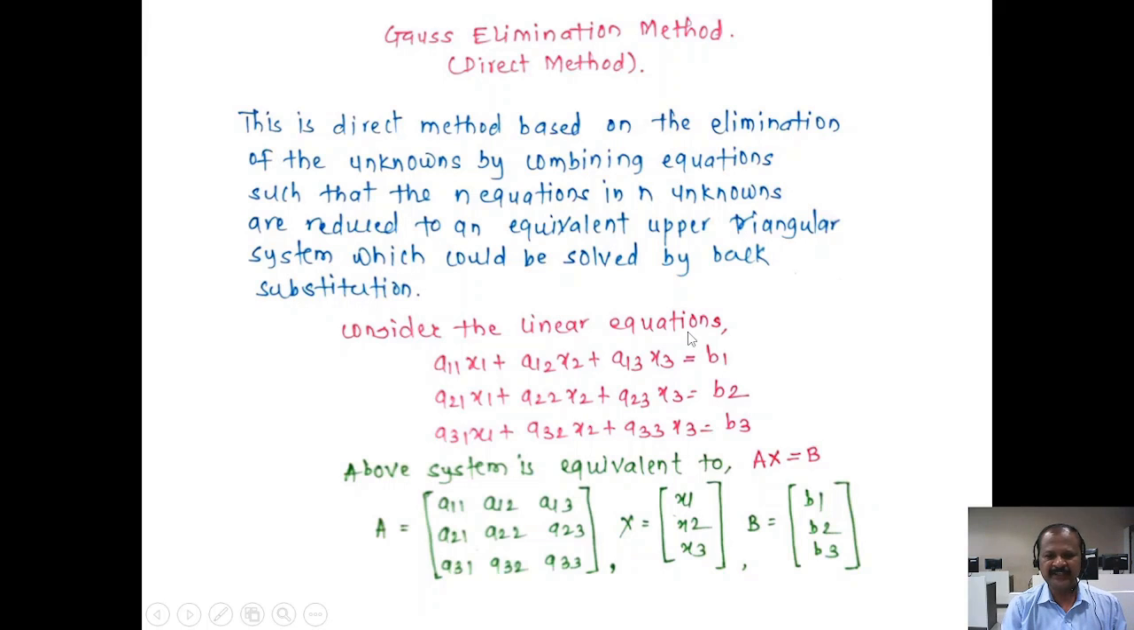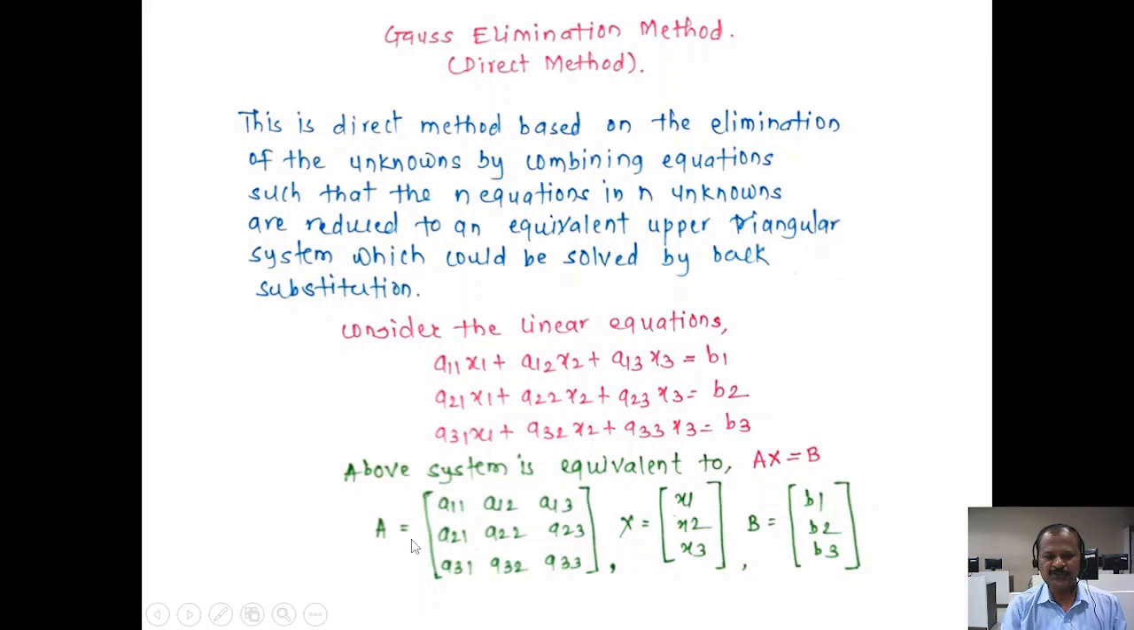Now consider the linear equations a11 x1 plus a12 x2 plus a13 x3 is equal to b1, a21 x1 plus a22 x2 plus a23 x3 is equal to b2, a31 x1 plus a32 x2 plus a33 x3 is equal to b3. Now this system is equivalent to AX is equal to B.